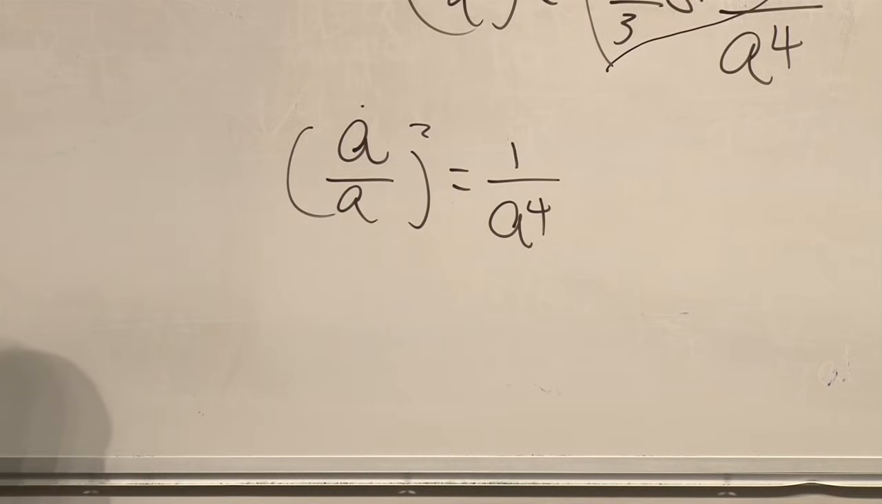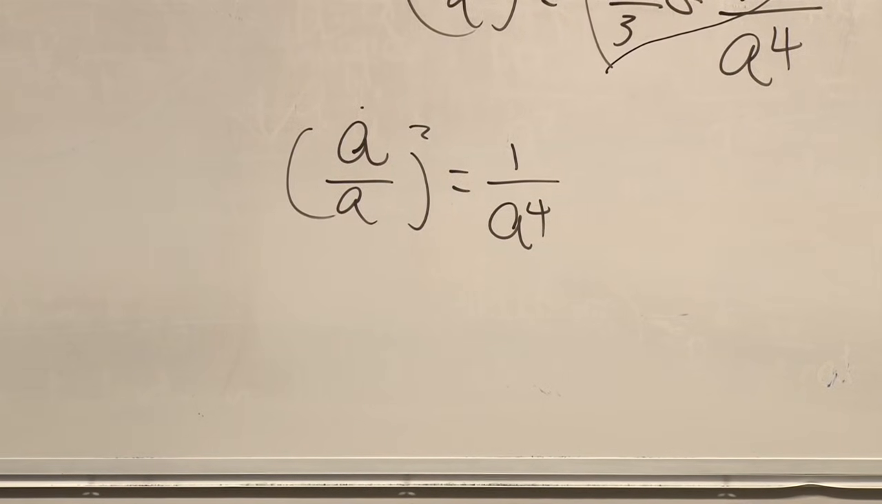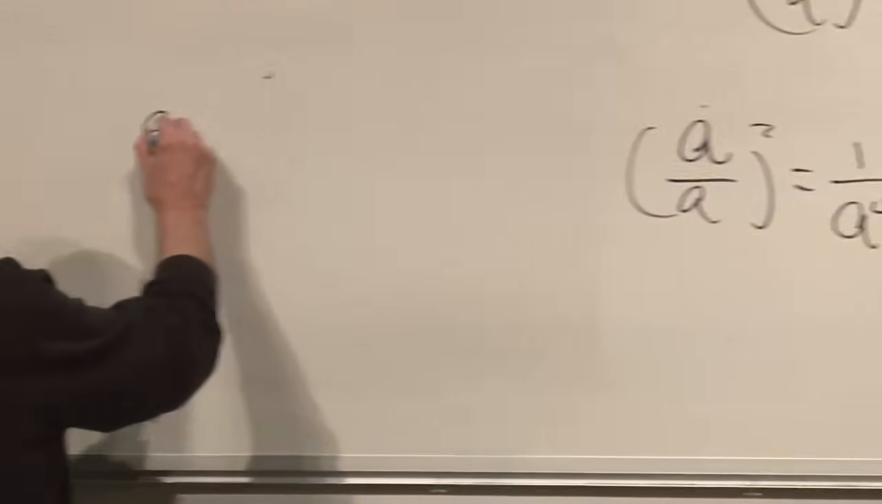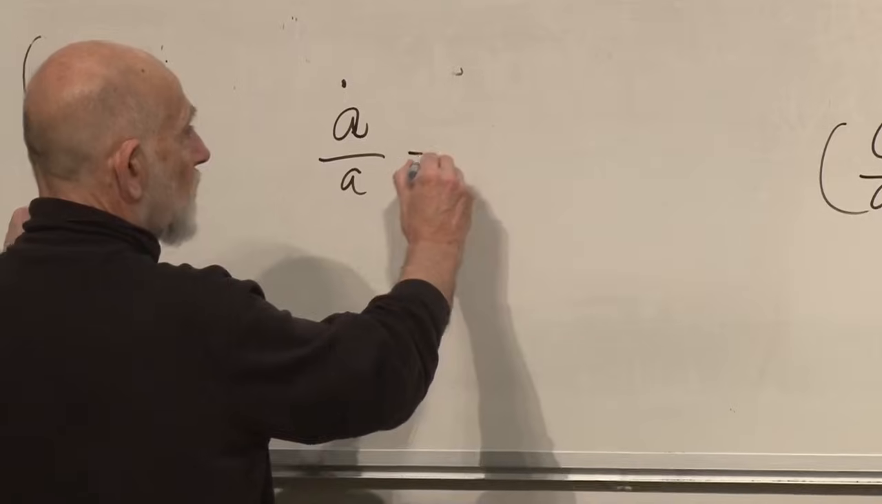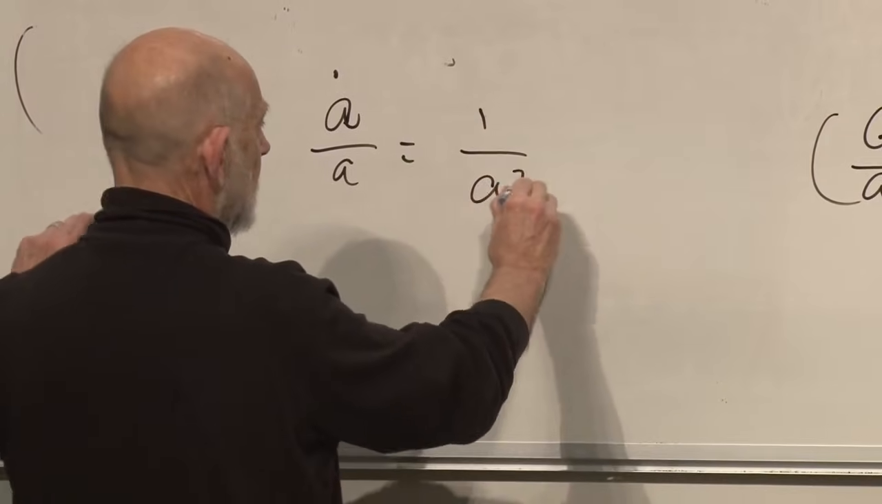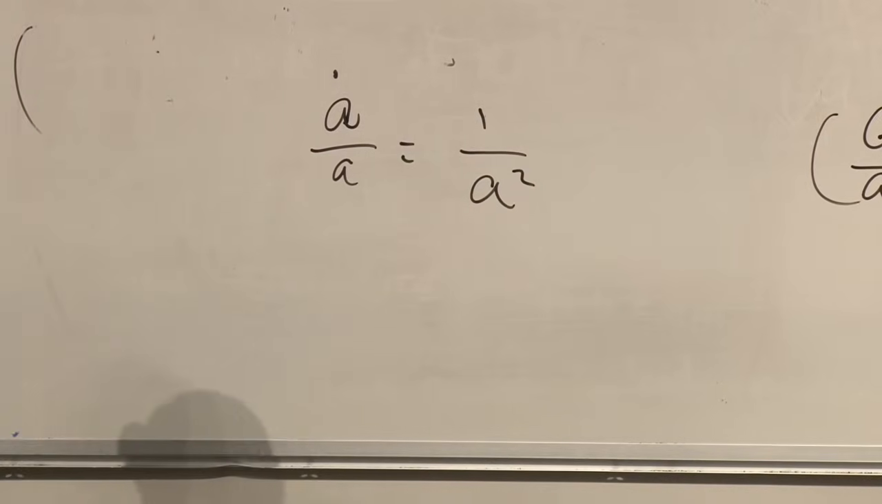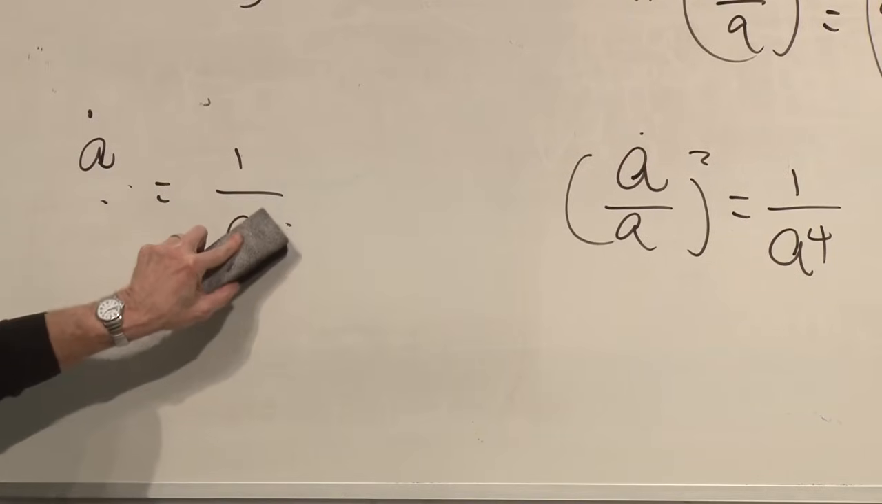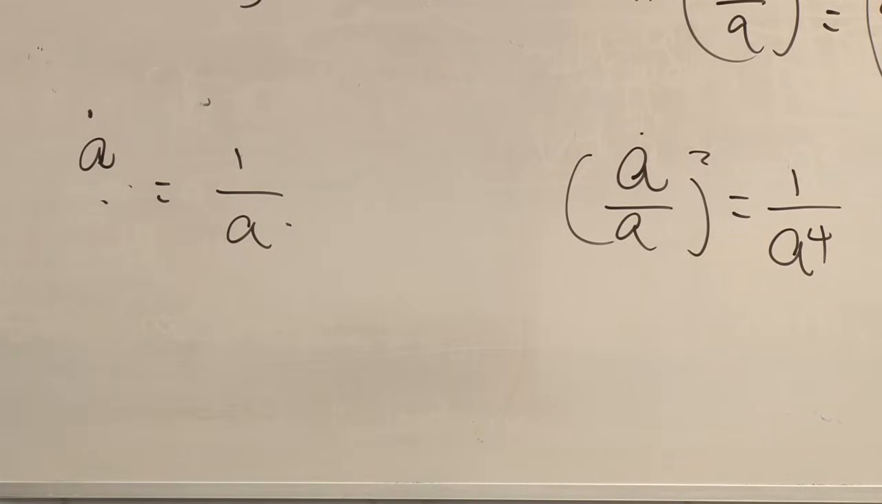So let's see if we can figure out what happens. Again, we're going to go through the steps of solving the equation. First, take the square root. A dot over A equals 1 over A squared. That means that A dot is just 1 over A, right? Did I do that right? That's the A dt.